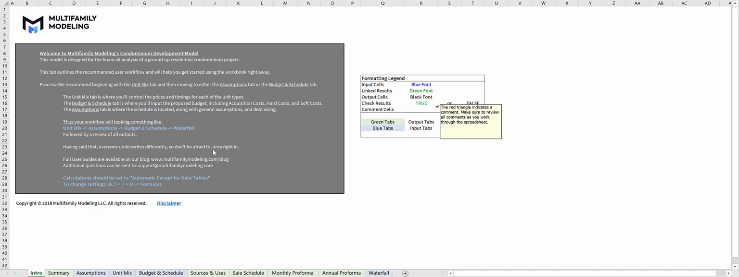In this video, we're going to take a quick tour of multifamily modeling's condominium development model. To start, the Intro tab features a formatting legend to get you comfortable with the differences between fonts throughout the model. Also, the blue tabs are where your inputs are located, and the green tabs are where your outputs are located.